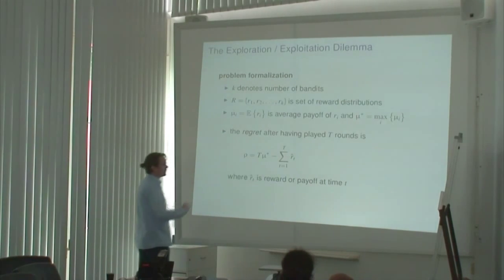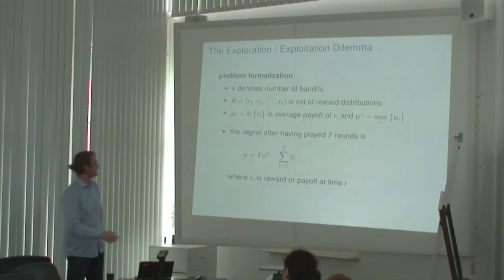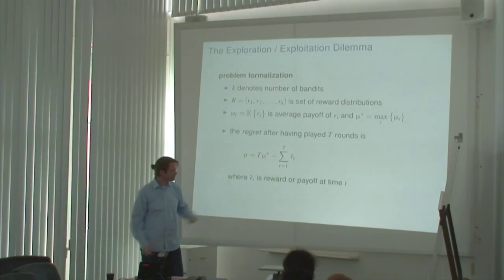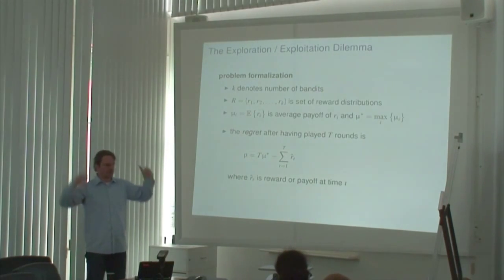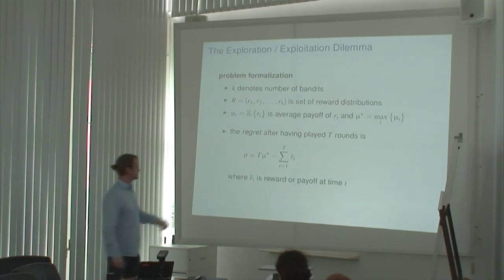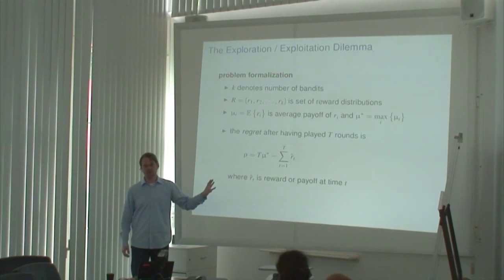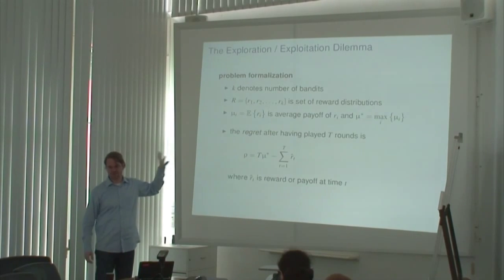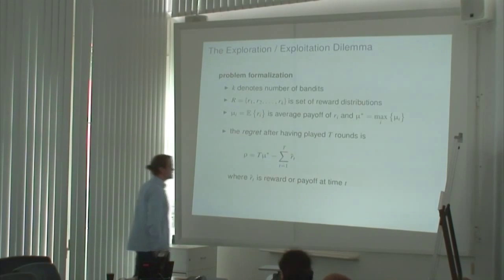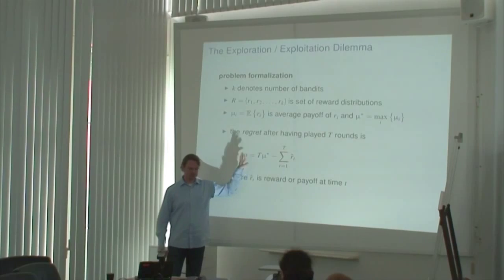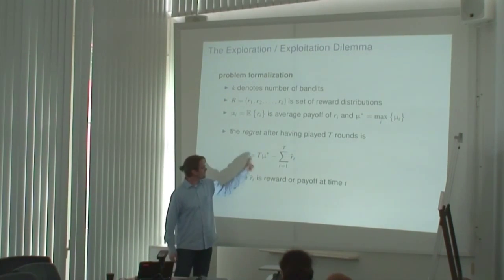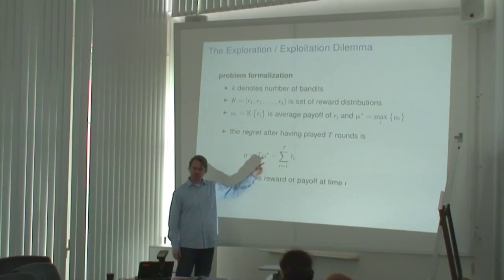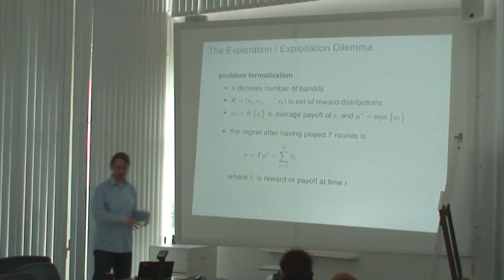And this defines the so-called regret after having played T rounds. This is the Greek letter rho for regret, and it is defined as T, the number of rounds we have played, times the average maximum payoff. So this is the best thing we could expect. T times mu star is the best. If everything goes really well, then in every round we would have selected the machine with the best payoff, and so our average payoff would have been the best we could have achieved. Typically things do not go so well, and so instead of achieving this max, sometimes we lose money. So from this hypothetical value, which in practice you will never reach, but which is the best we can expect, we have to subtract our losses. And this is our regret.